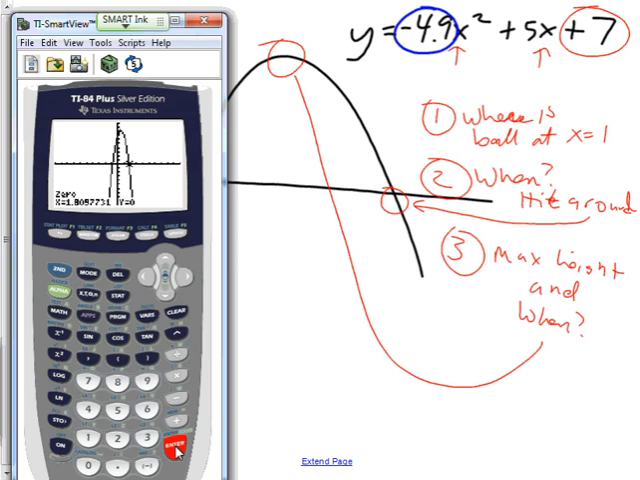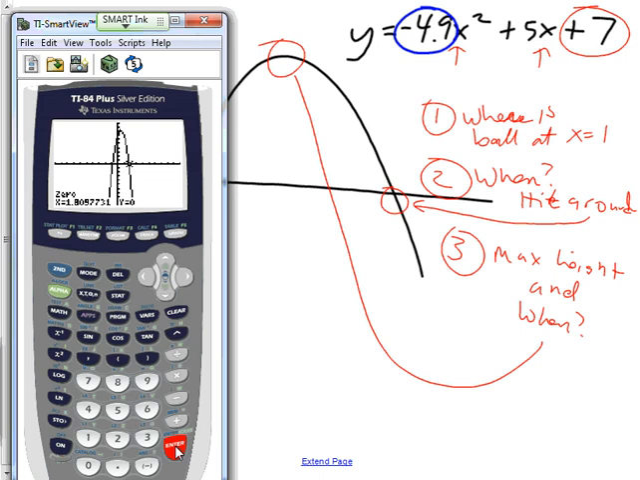And the answer says y equals 0. What does that mean? What's y again? Height. So it's height 0 at 1.8 what? Seconds. 1.8 seconds. So that means about 2 seconds after the ball was launched, it's hit the ground again.